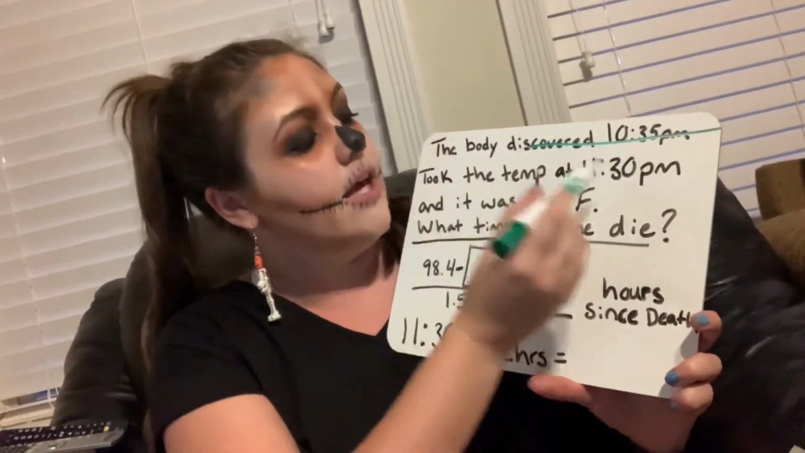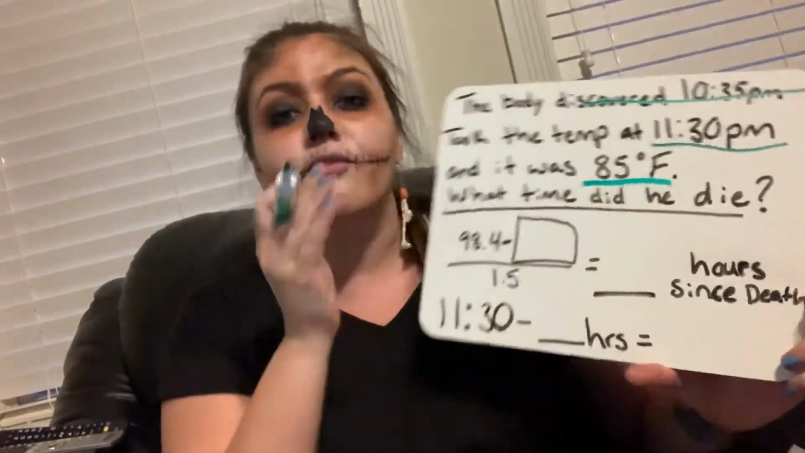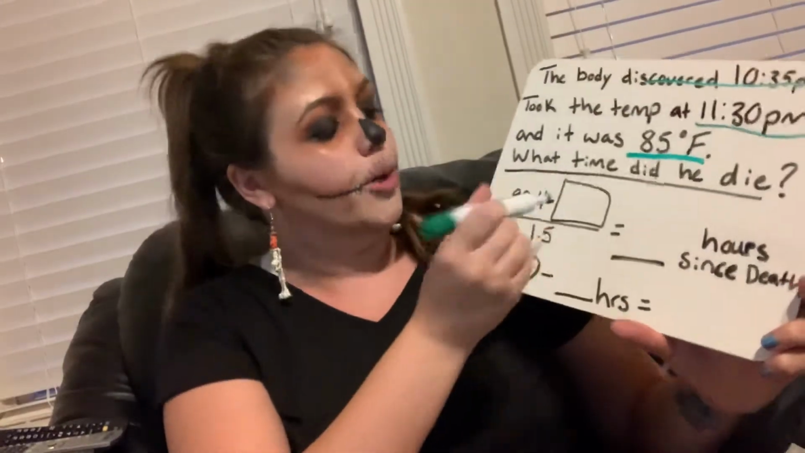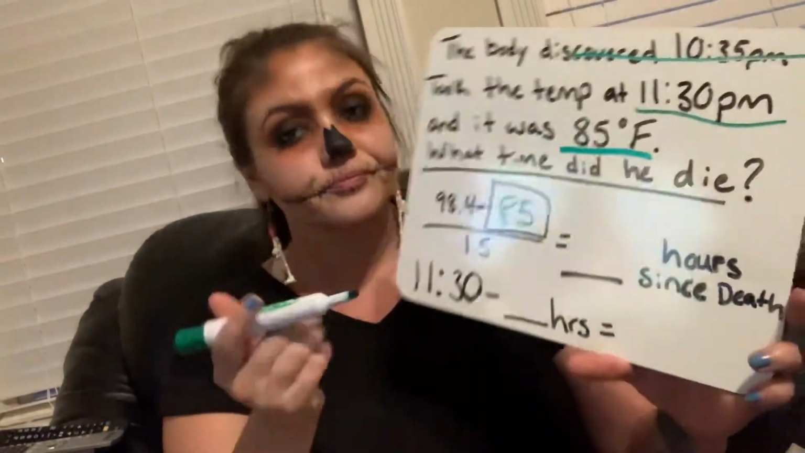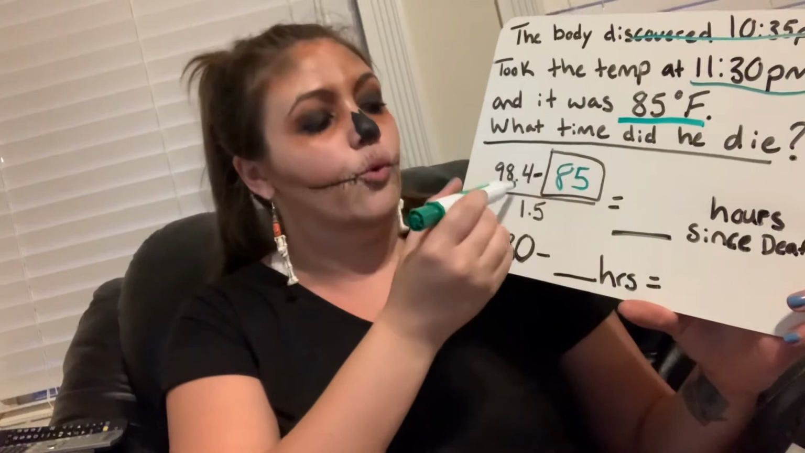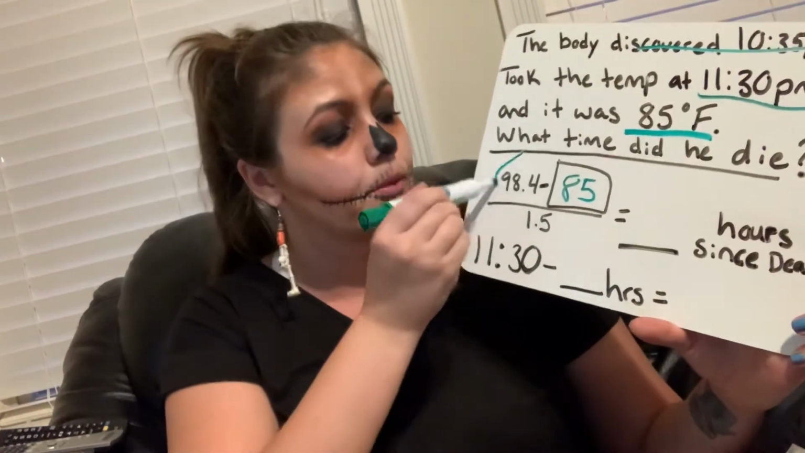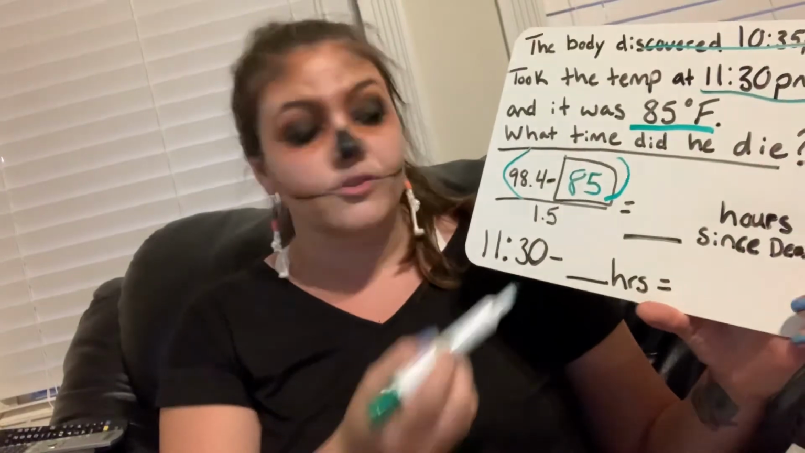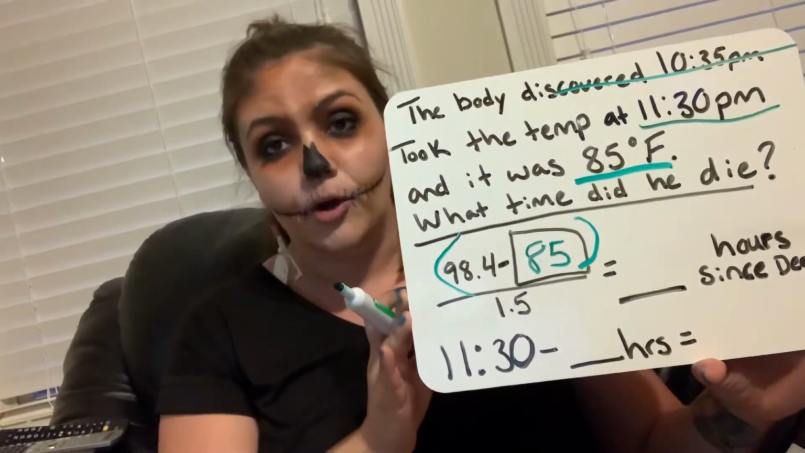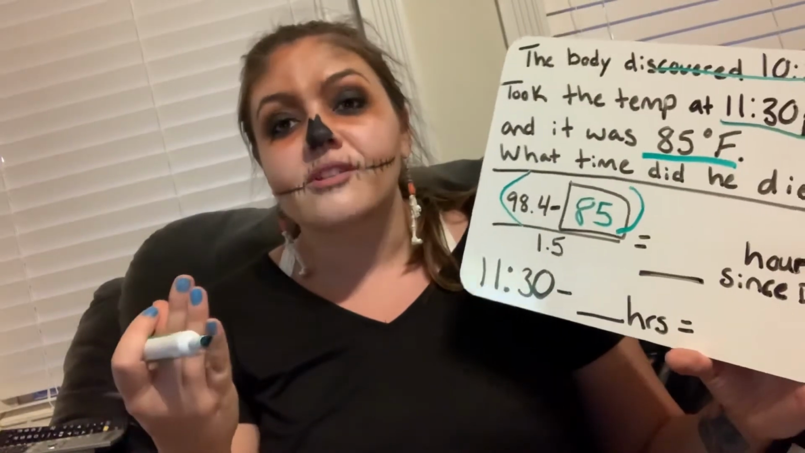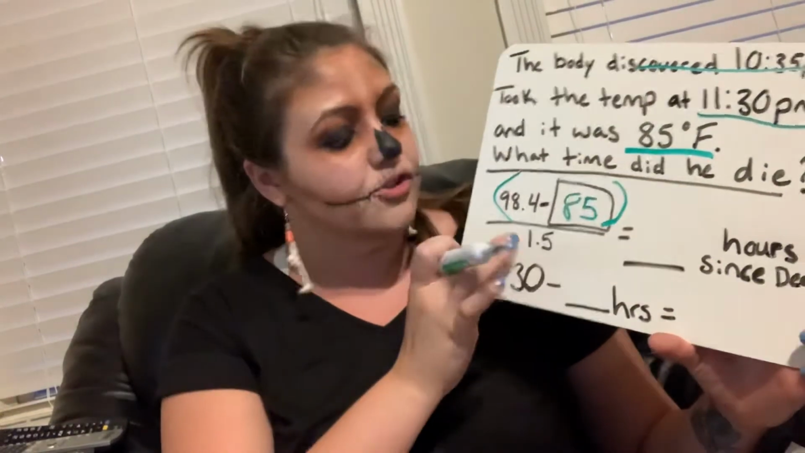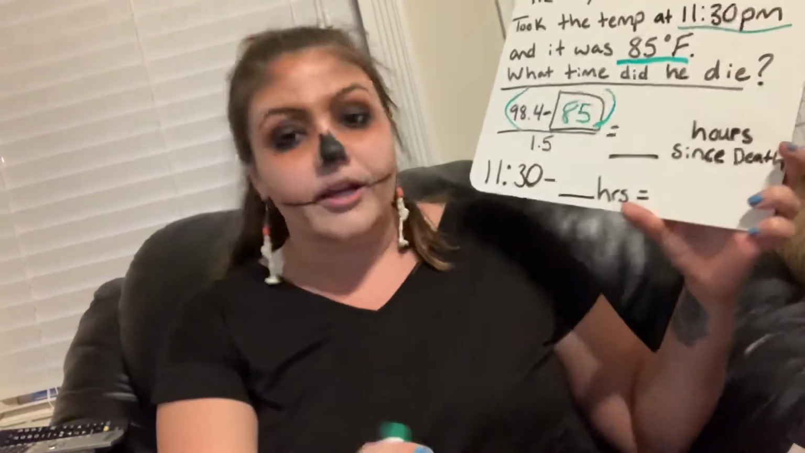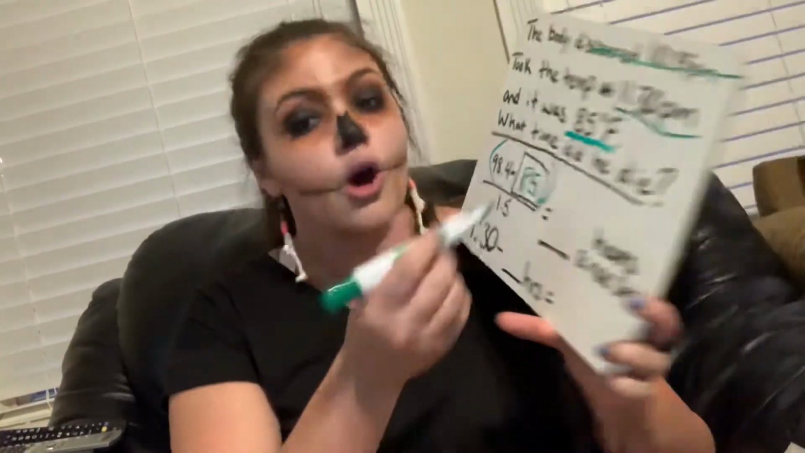So the temperature was taken at 11:30 p.m. At 11:30 p.m., the temperature was 85 degrees. So we're going to put that in our formula here. So 98.4 minus 85, and then divide by 1.5. It's very important that that is in parentheses or your math is not going to come out correct. Or I don't like using parentheses, it's like an extra step to me. So I just go 98.4 minus 85, hit enter, and then I take that number and just divide by 1.5.